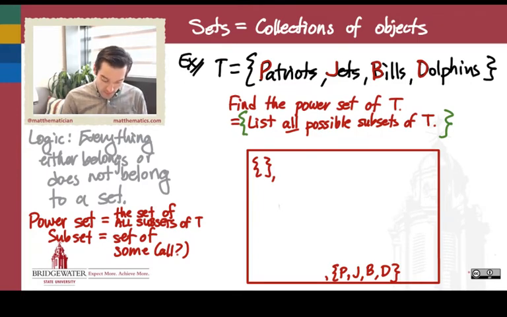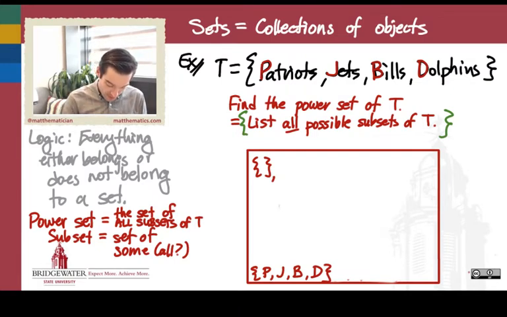All right, so maybe, let me be a little more systematic here, just to save us some writing time. So we've listed both extremes. We've listed the subset that has no elements. We've listed the subset that has four elements in it. Keep track of those on the side. So no elements, four elements. Now let's think about, what are the subsets of T that consist of one element? So what does a subset of T that has only one element in it look like?